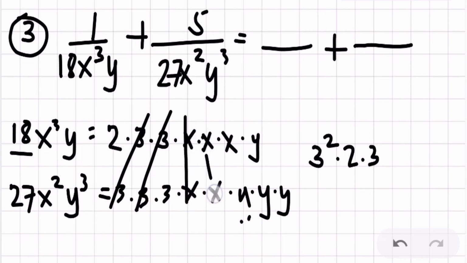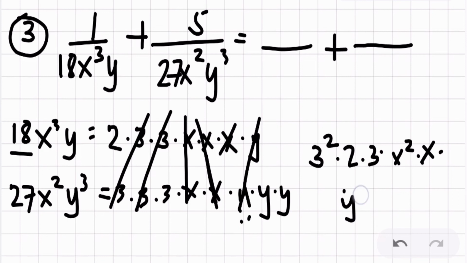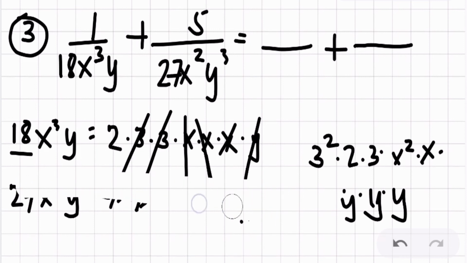and x squared and another x and another for y and y and y. So 3 copies of y. So that will give us a total of, let's simplify it here.